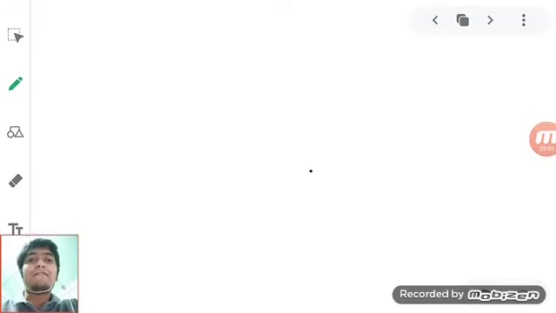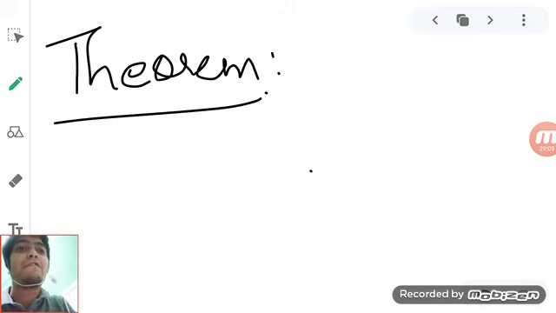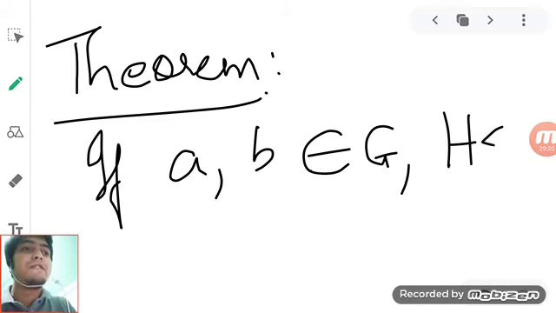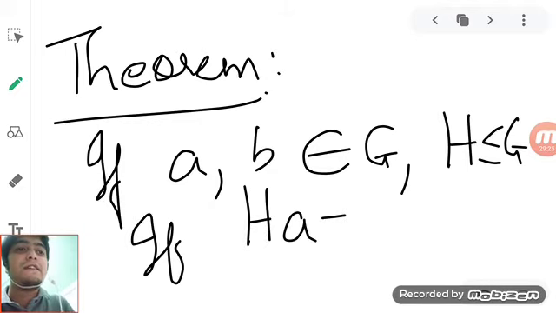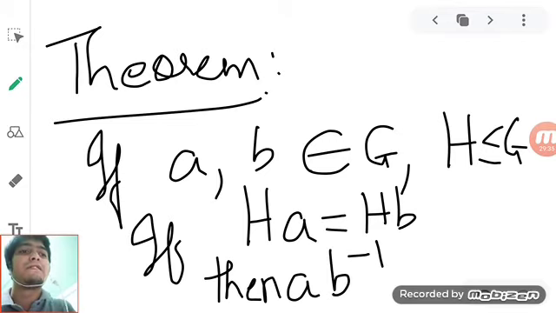Also, there is this one theorem in cosets that is very, very important. Theorem regarding cosets, right or left. I will do it for right, the same holds for left. If a, b belong to G, and H is a subgroup of G, if Ha equals Hb, then you can always have ab inverse belongs to H.